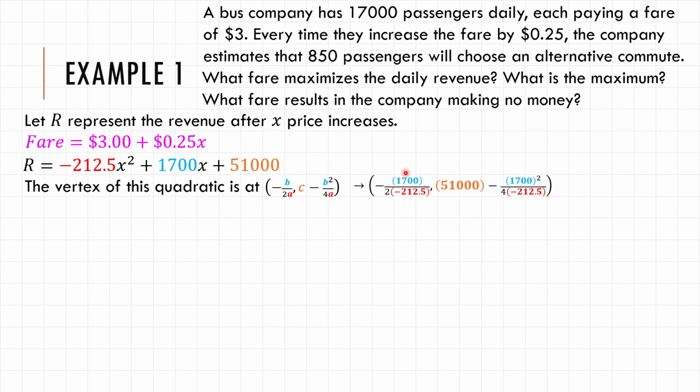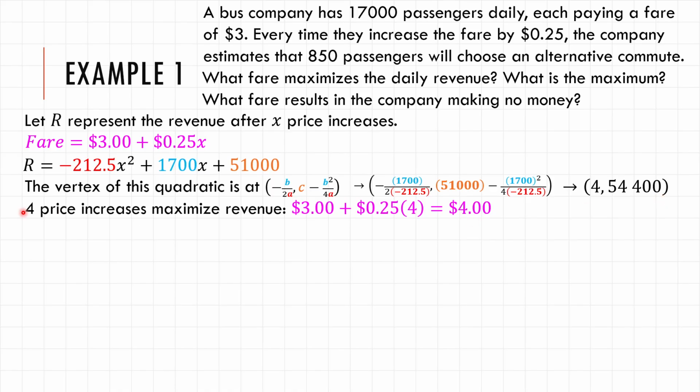After you evaluate this, you should end up getting 4. And if you evaluate this part, you should get 54,400. So what this means is that when x is 4, so after 4 price increases, the revenue is $54,400. So 4 price increases actually maximize the revenue, and that would be a fare of $4.